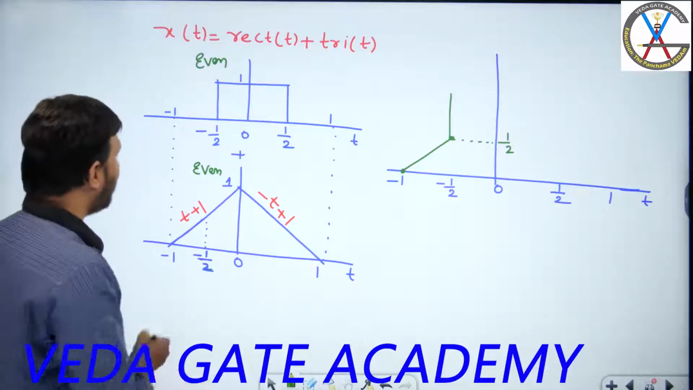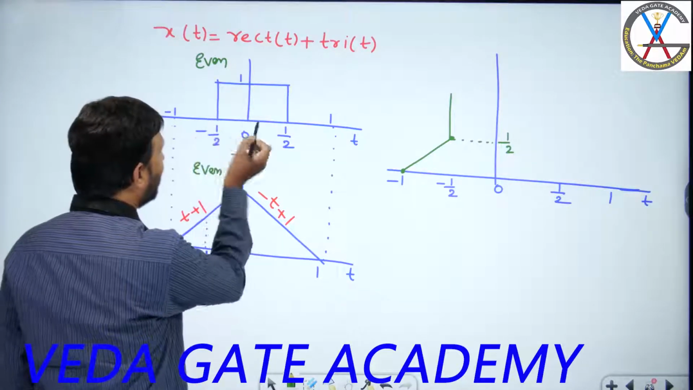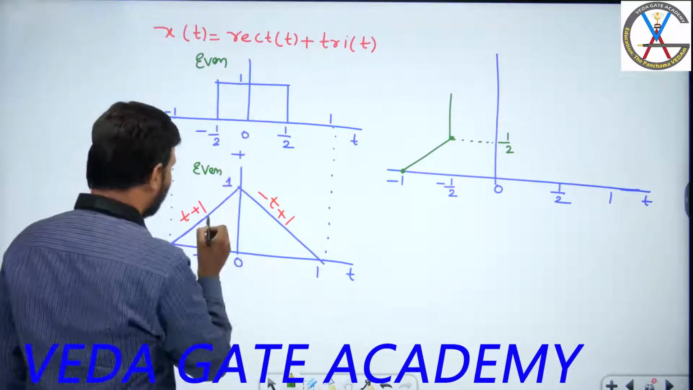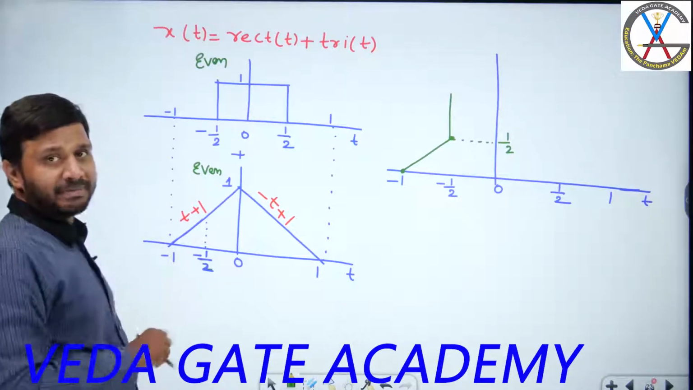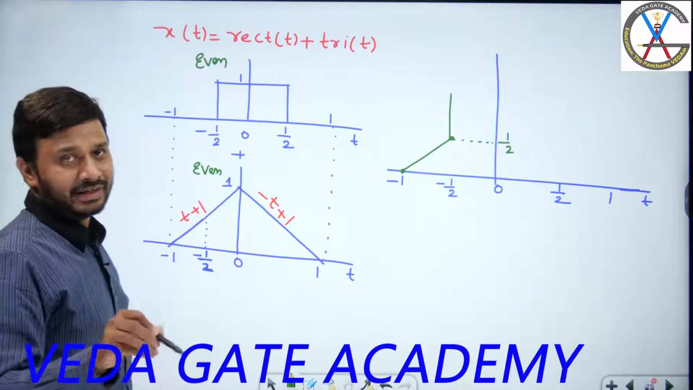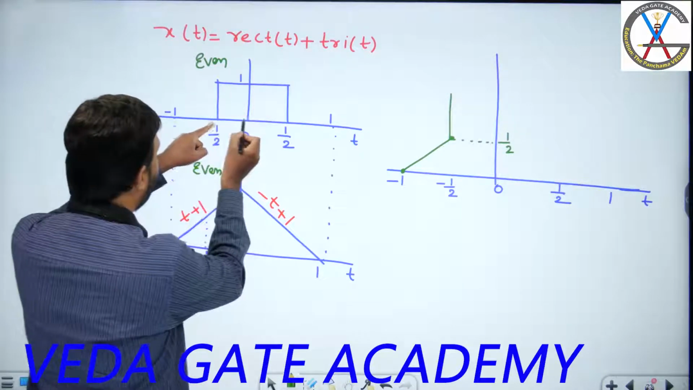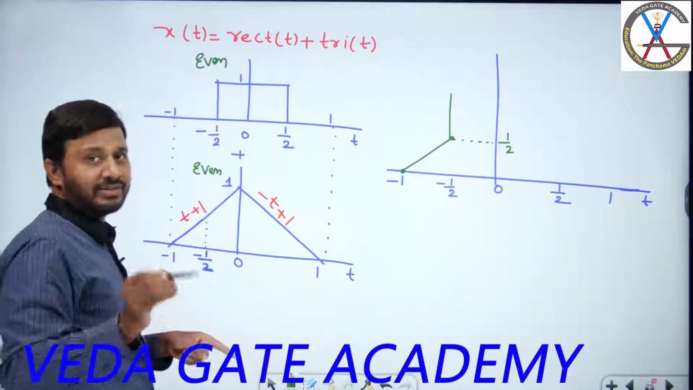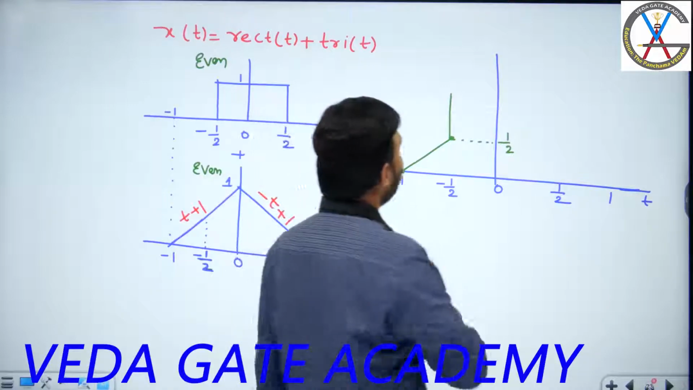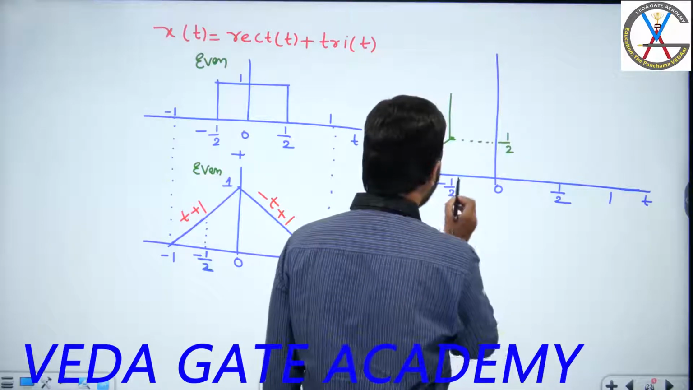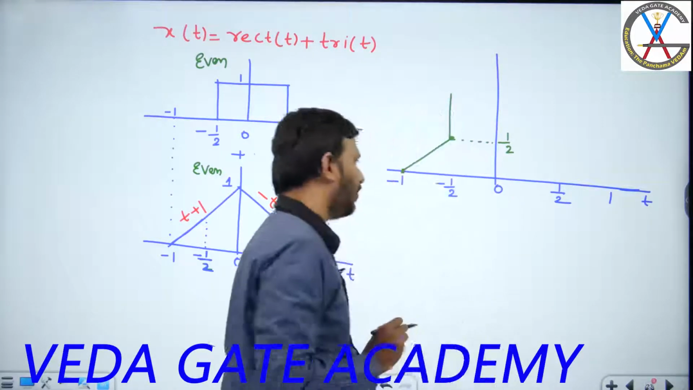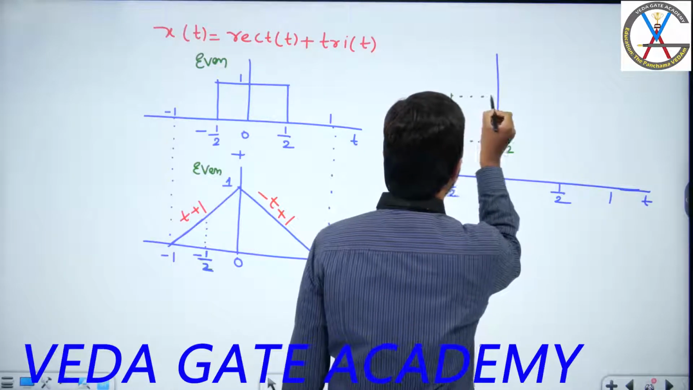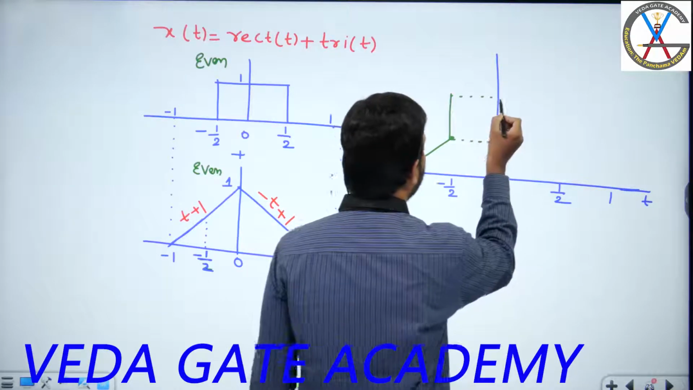Now you have to consider from minus 1 by 2 to 0. What is this one? This is 1. This is t plus 1. 1 plus t plus 1 is t plus 2 only. So, the resultant signal will have the value of t plus 2 between minus 1 by 2 to 0. What happens if I substitute? If I have a jump discontinuity of 1 here, so here this will be 1.5.